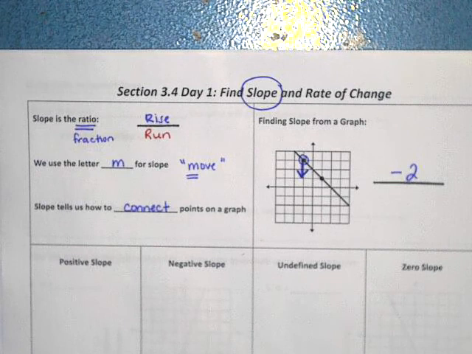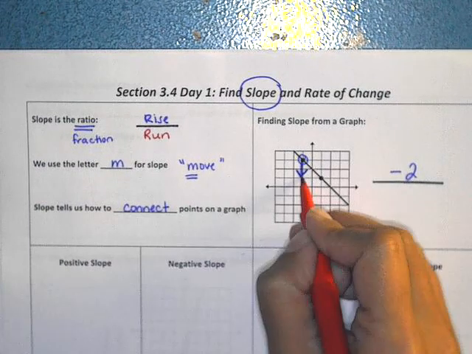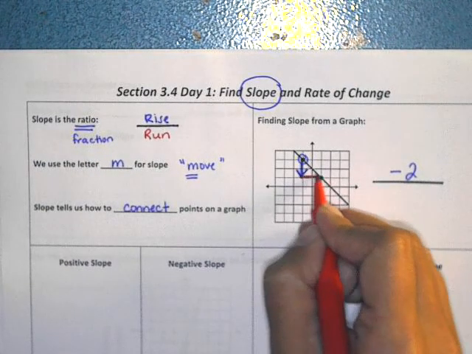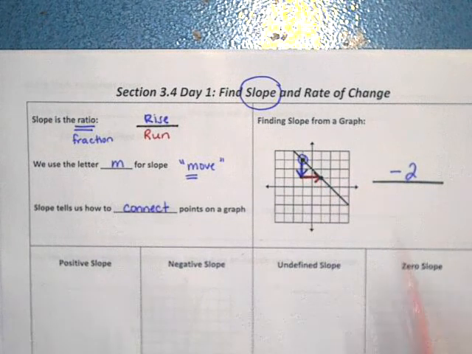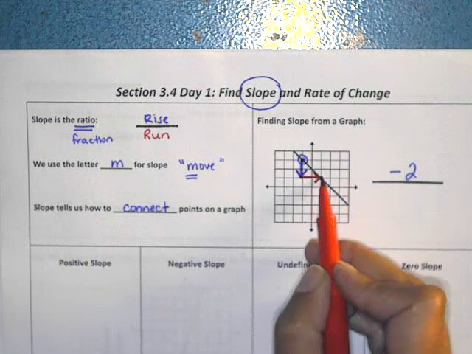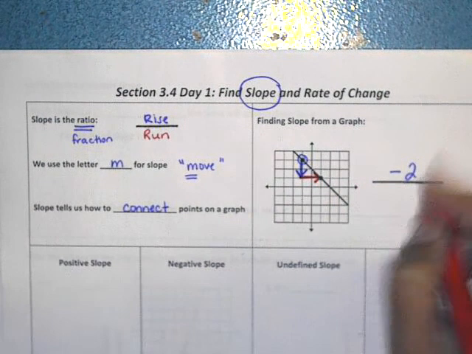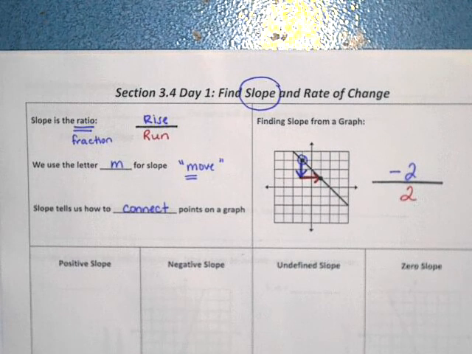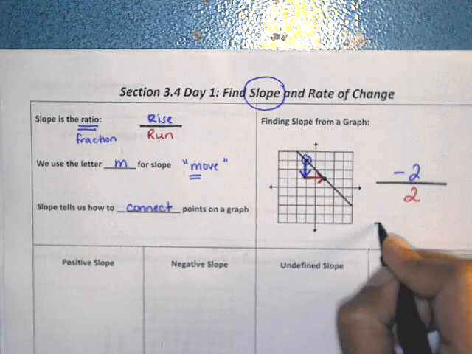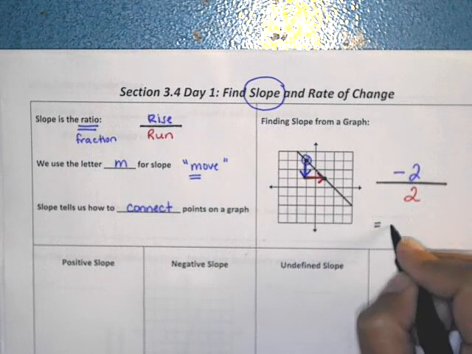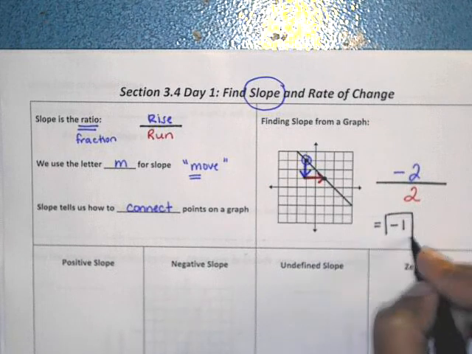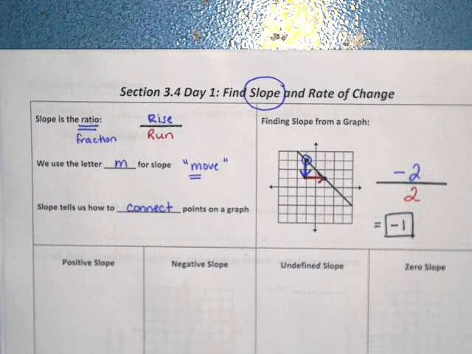Then, to get to the other point, I would also need to look at the run. Run means how far left or right do you need to go. In this problem, to get to this point, I would need to go right 2 spaces as well. So my run would be +2. My last step is always going to be to reduce that number. So -2 divided by 2 reduces to -1, and that would be my slope.